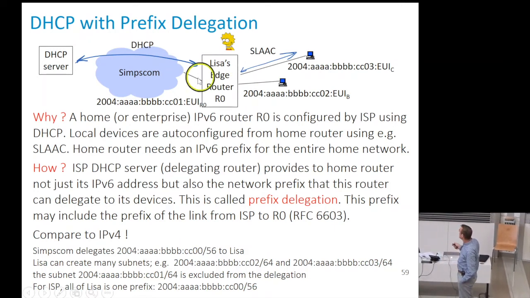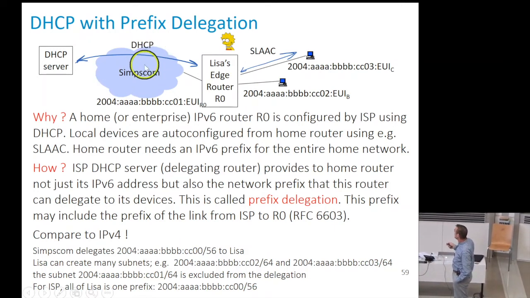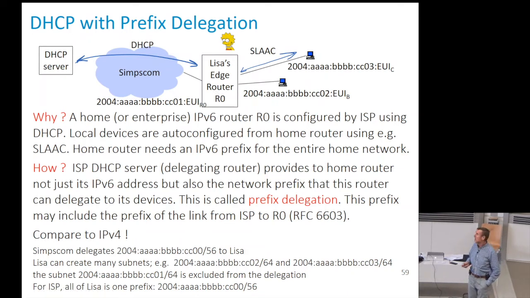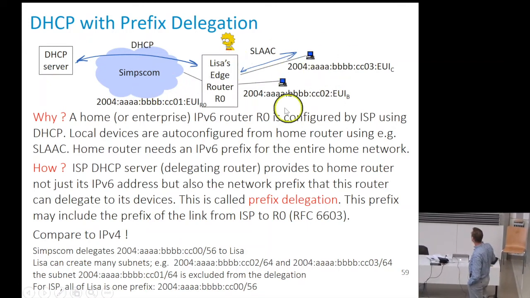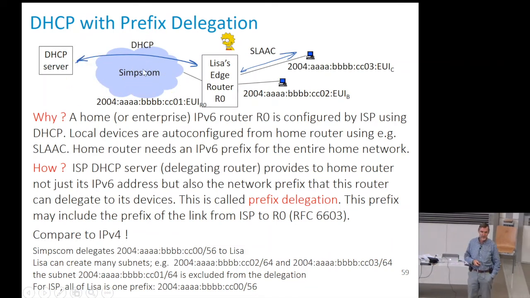And the benefit is, for Simscom, well, the benefit is you have public addresses, so you don't have that concept of NATs. And for Simscom, there's not much difference compared to IPv4 because all of Lisa's stuff appears as one prefix, which is those 56 bits that are present here. Whether Lisa has one subnet or one host or zillions of subnets is completely irrelevant to Simscom here.